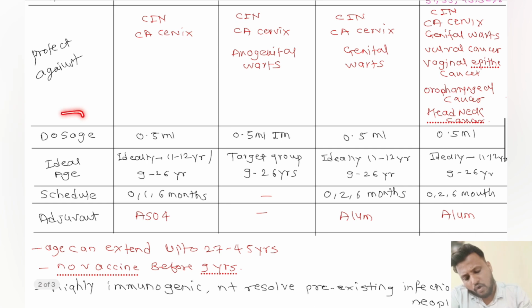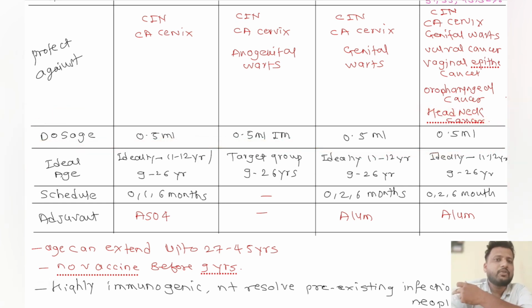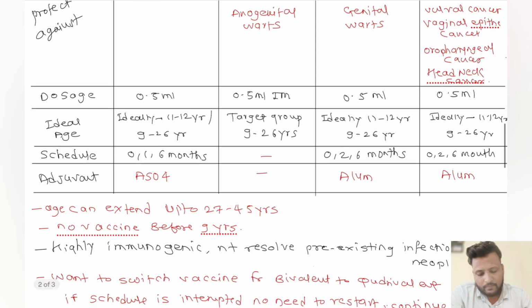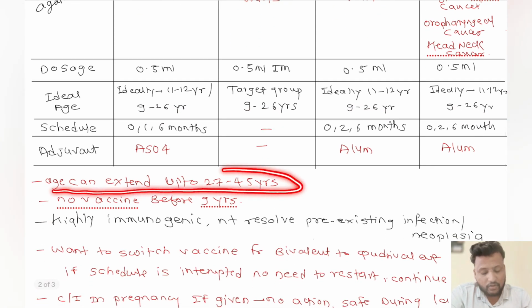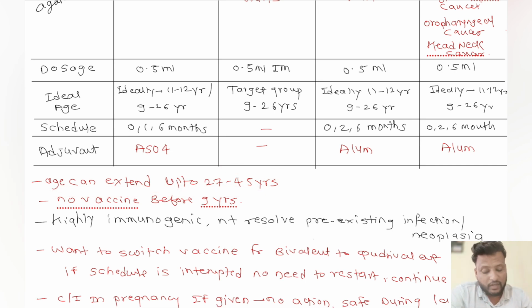Okay, now dosage, all are 0.5 ml intramuscular dose. Okay, now what is the ideal age? 11 to 12 years is the ideal age for all, but most common in India is 9 to 26. Now age can be extended up to 27 to 45 years according to your gynecologist's opinion or advice, but no vaccine should be given before the age of 9. That you have to remember.